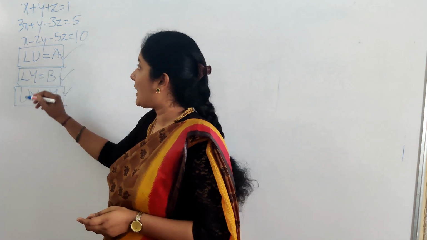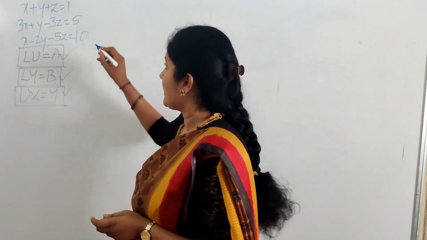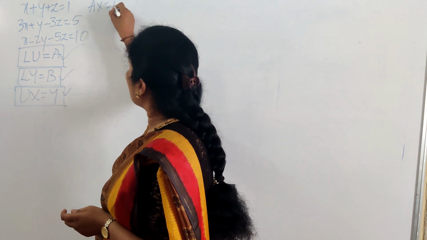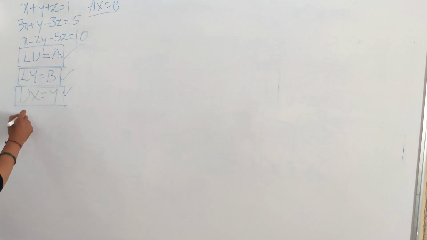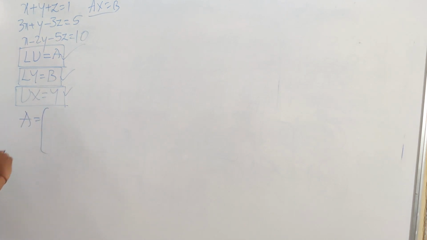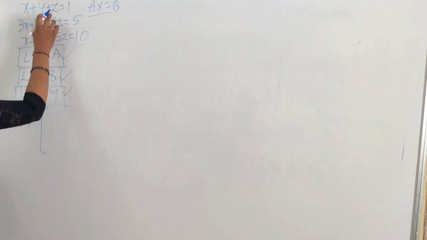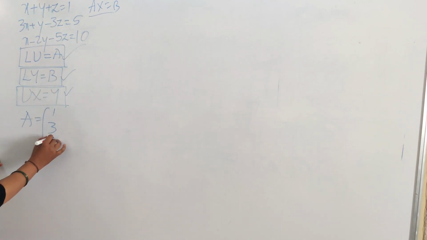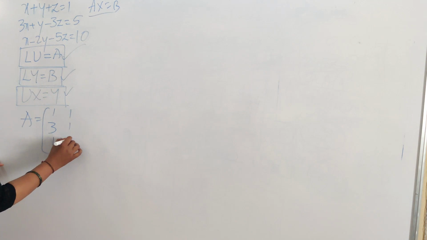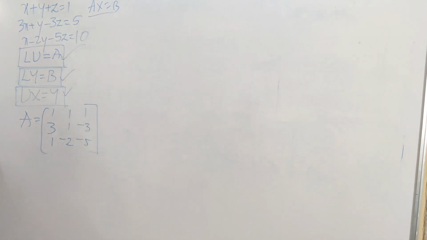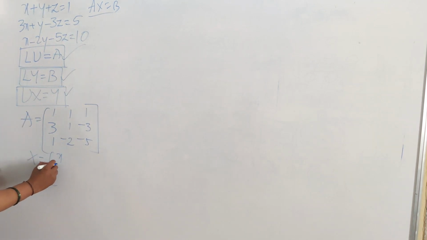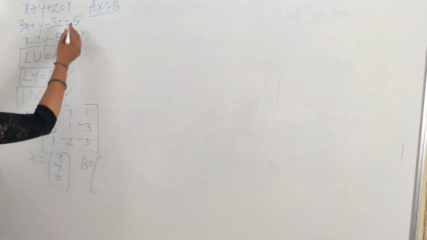So first, let me write the matrix in the form of Ax equal to B. Now, what is A here? A is nothing but the coefficients. So, this is it. Next, X is nothing but the unknowns: x, y, z. Next, B is nothing but the resulting values.